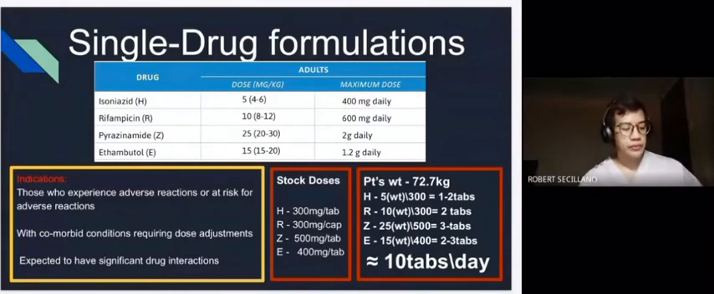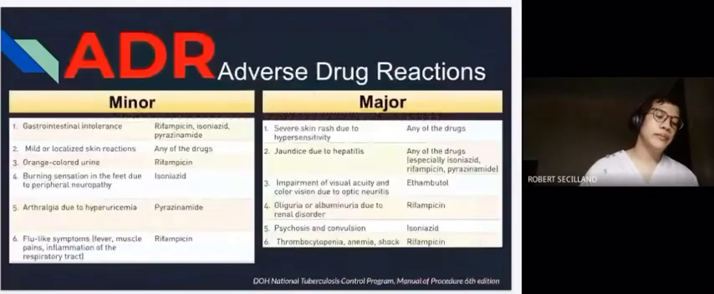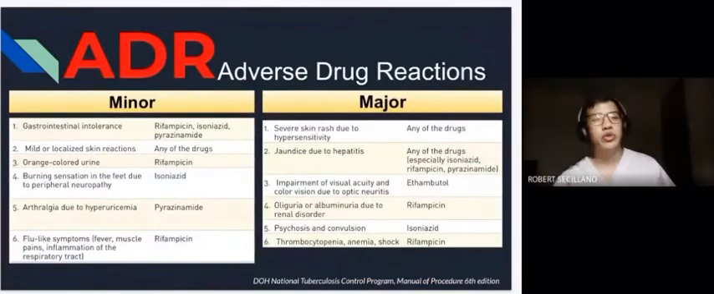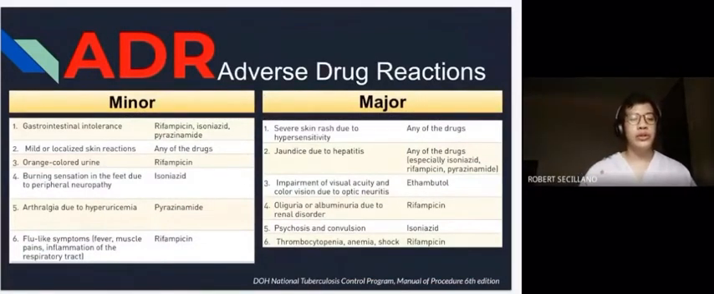Next, what are the expected adverse drug reactions? They are divided into minor and major. First, let us discuss minor. Our approach here is, if any minor adverse drug reaction occurs, we don't have to terminate the regimen.